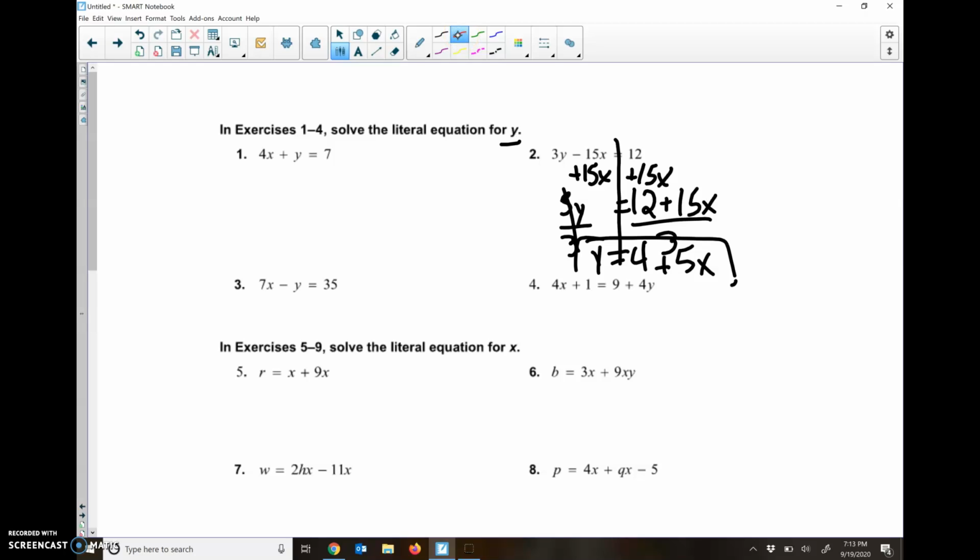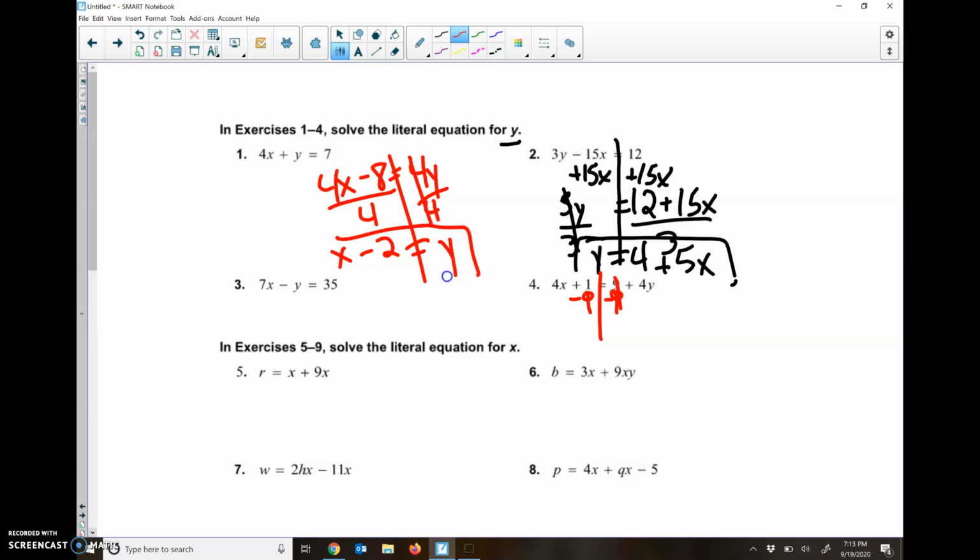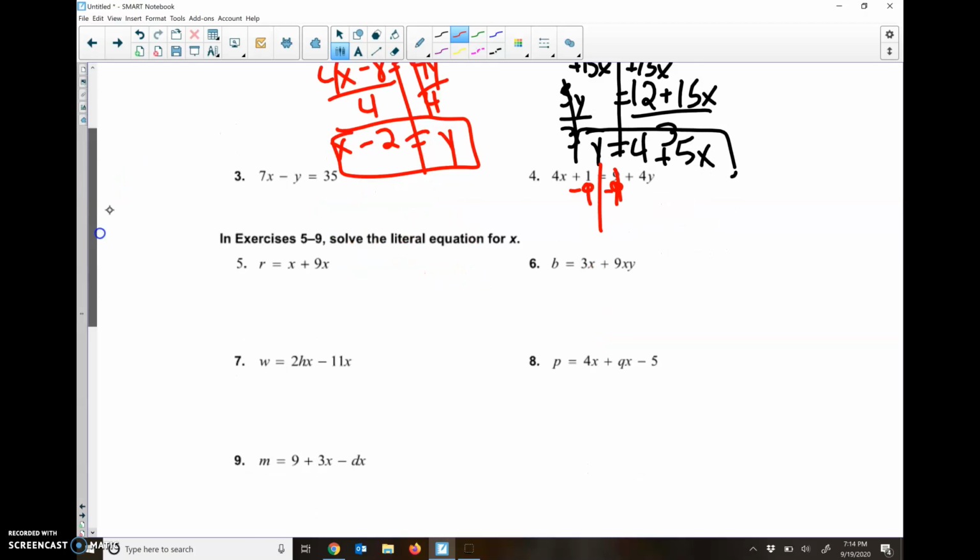All right, here, same thing. We're solving for y. So I have 4x plus 1 equals 9 plus 4y. So my y is already on the right side. So I'm going to get rid of this 9 from the right side. Right up here. So I'm left with 4x plus 1 minus 9 is negative 8 equals 4y. Divide both sides by 4. So remember, both of these get divided by 4, just like the last problem. 4x divided by 4 is just x, and a negative 8 divided by 4 is negative 2. So I'm left with x minus 2 equals y.